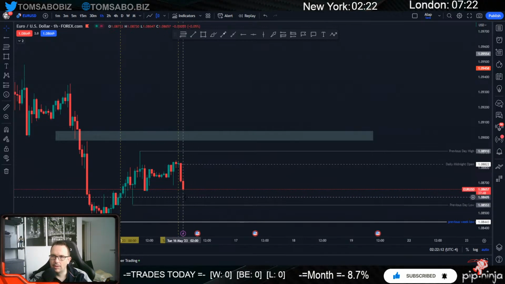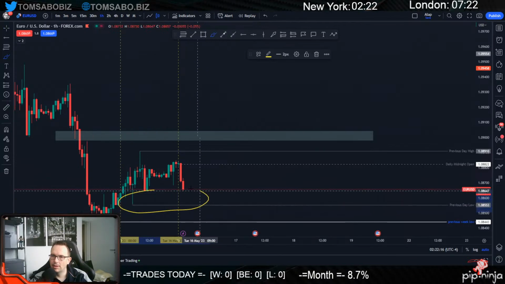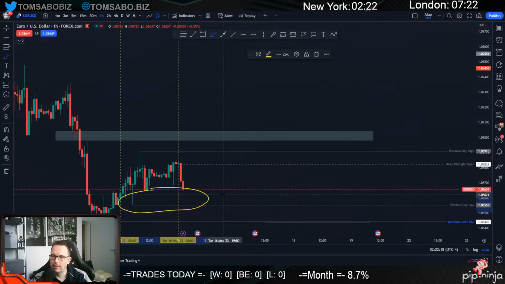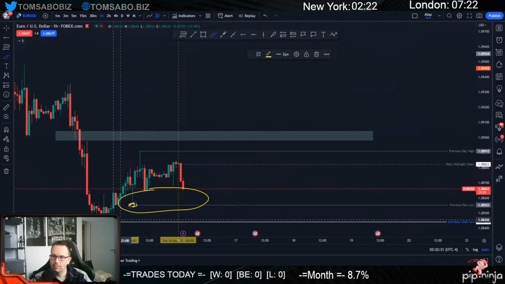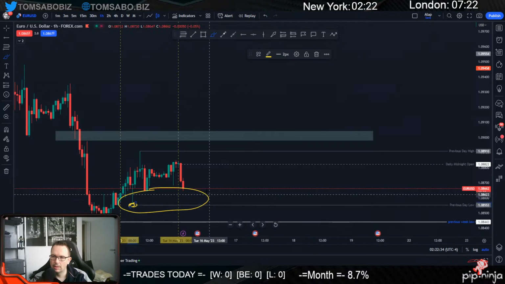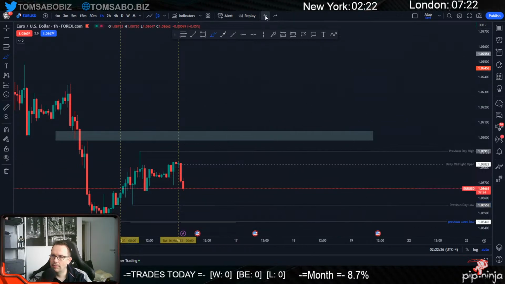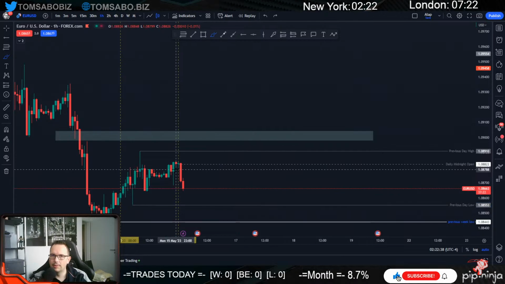This is the area right there. I would be looking for some long positions to accumulate. But if it closes below this candle, then I think we have a chance that it's gonna go for the lower price point right there. And that's it.